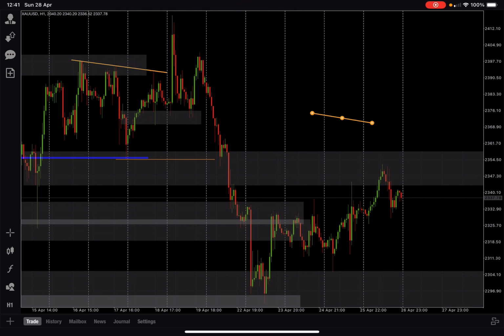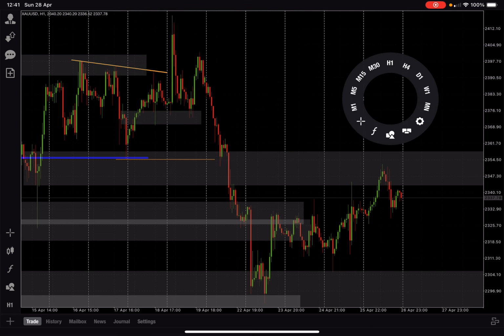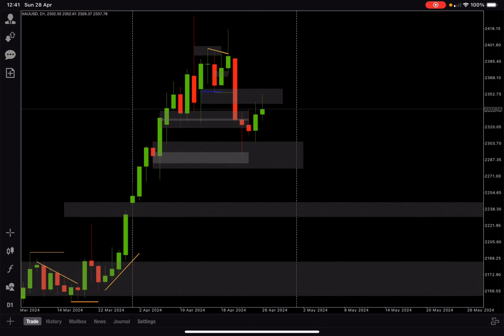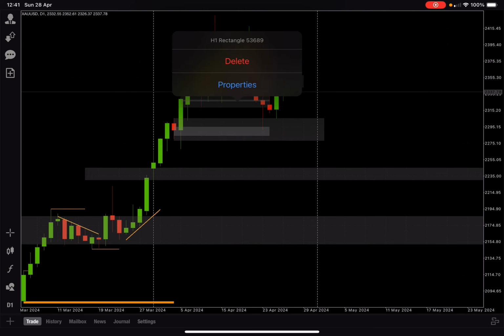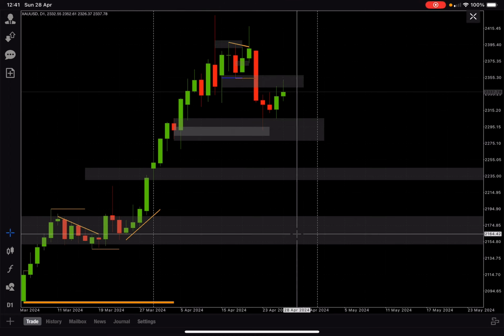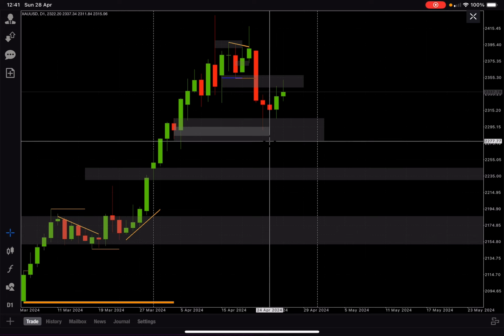So we're going to go to the higher time frame. We'll start off at the daily just to get you a full understanding on what's going on. Then we're going to tidy it up a bit. So what we're seeing at the moment is last week we got the reversal. Good start of a downwards move. So this week we'll be looking for a continuation down.